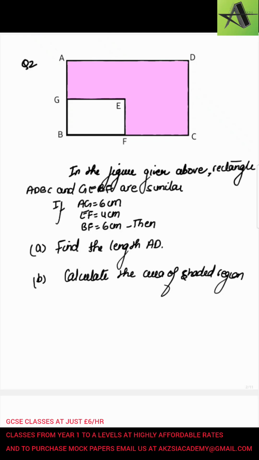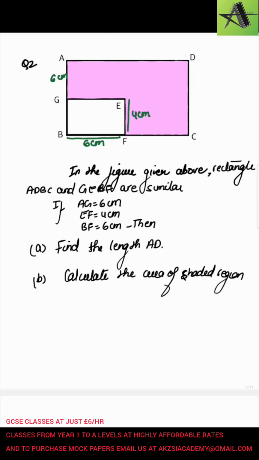All circles are similar. Now coming back to this question, it says that in the figure given above, AG is equal to 6 centimeters. So let me label it: AG, this part, is 6. Only this part. EF, that means this one, is 4 centimeters. BF, that means this one, is 6 centimeters. Then we have to find the length of AD.